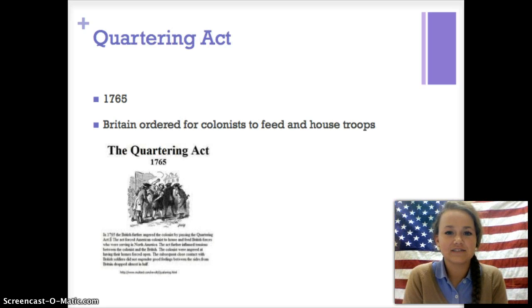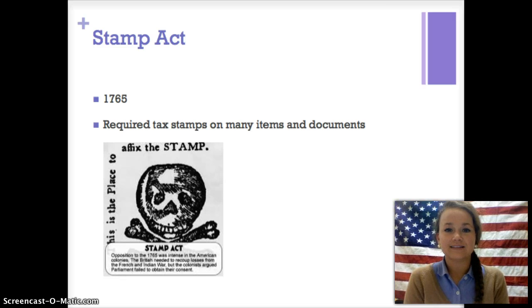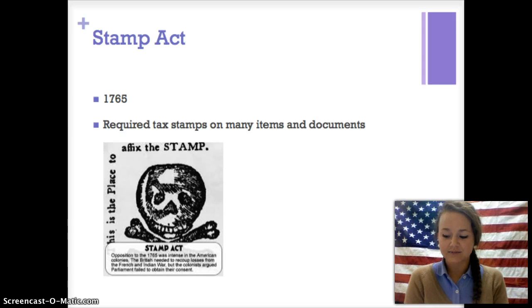In 1765, the Quartering Act was passed. Britain ordered that colonists had to feed and house British troops. The next act passed in 1765 was the Stamp Act. This required tax stamps on many items and documents.